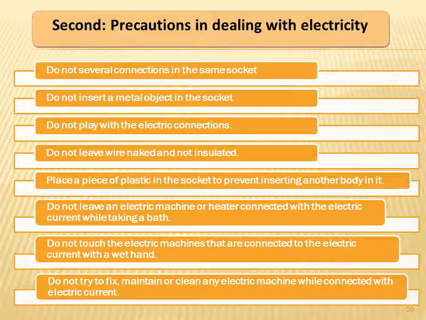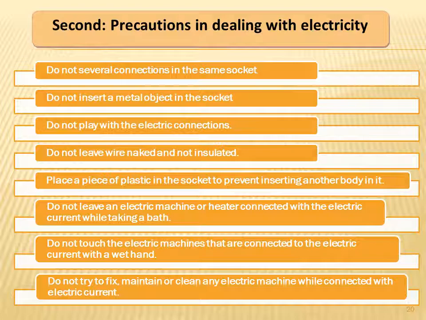Number five, place a piece of plastic in the socket to prevent inserting another object in it. Any house which has kids inside has to do so. Cover all of the sockets with a plastic cover in order to prevent any of them from inserting a metal object in a socket, so that he is not shocked immediately.